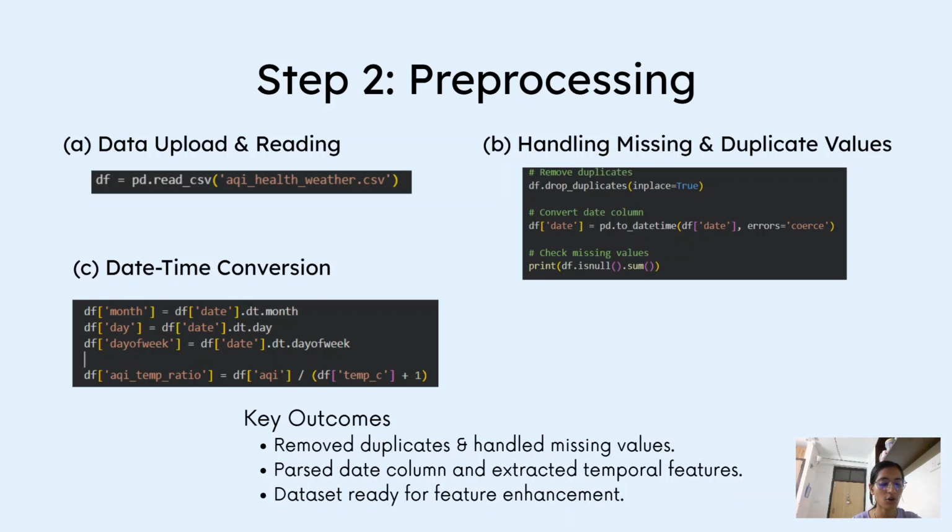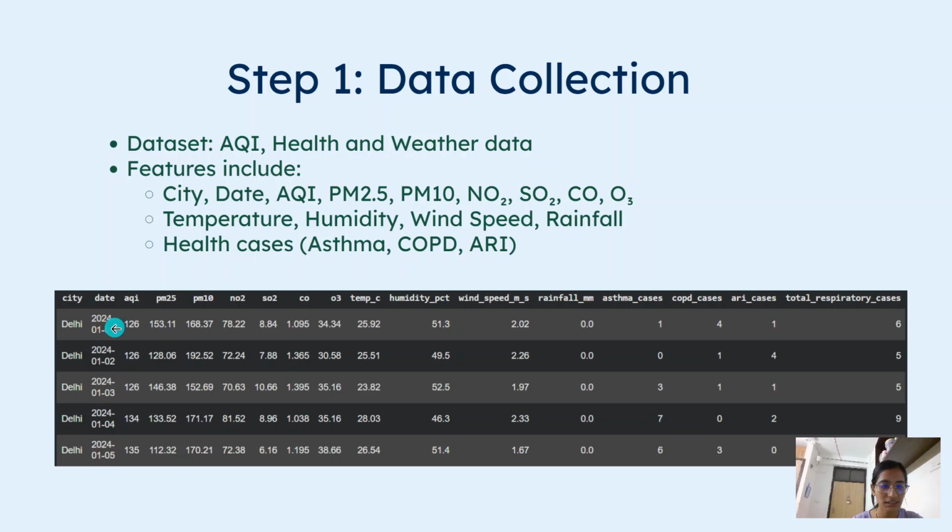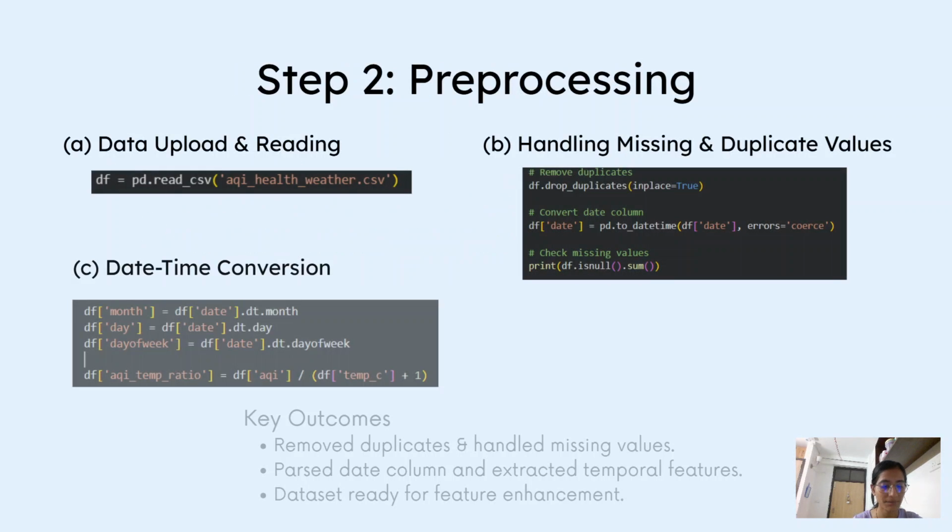Moving forward to the second step, pre-processing. At first we will upload our data and read it. Then we will handle missing values and duplicate values. Then we will do the date and time conversion. It is very important because, as you can see, the date is 1 January 2024, but in our CSV file it is showing hashtags, so we have to change the format. So this step is necessary.